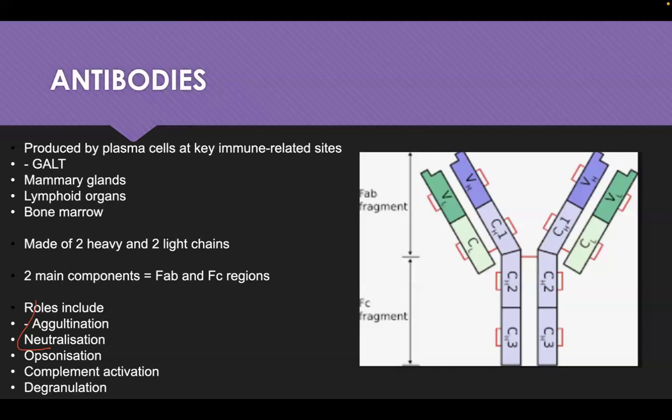Then we have complement activation. Antibodies trigger the complement cascade. We'll talk about that in a couple of slides' time. They're really important in the MAC formation. And then finally, degranulation. Antibodies can bind to receptors on mast cells and NK cells to trigger that activation so that we can have all the releases that we talked about before, such as histamines and inflammatory mediators. And the NK cells recognize antibody-coated infected cells and induce cell death.